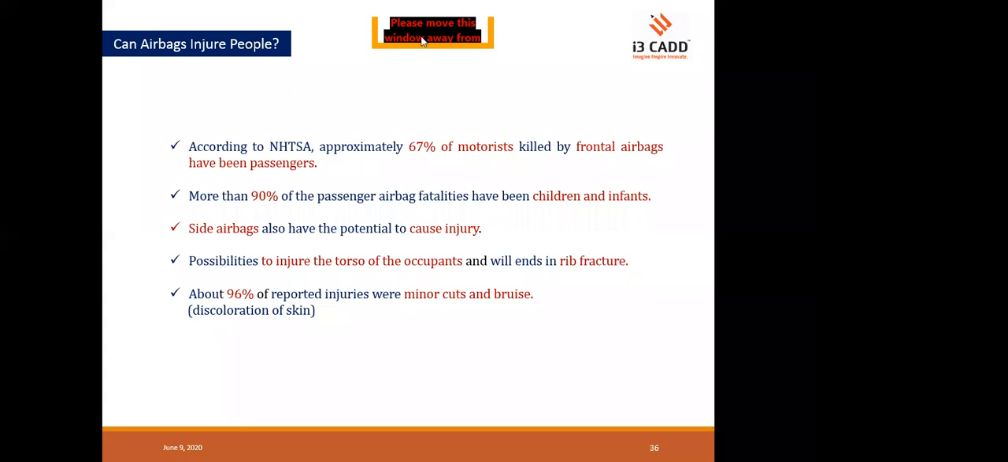More than 90% of the passenger airbag fatalities have been children and infants. That's why it is always advisable not to seat your children or infant in the front seat. They have to be seated in the rear seat only, always. Please keep it in mind. Side airbags also have the potential to cause injury, with the possibility of injuring the torso of the occupant. Torso is nothing but a part of the body, the region below the neck and above the abdomen, nothing but your chest area, right? That is called the torso, and it will be more vulnerable to the inflation of an airbag. If the driver is short, he will receive the impact on his face. If the driver is of average height or taller, then he will receive the impact on his chest only, in the torso only, right?